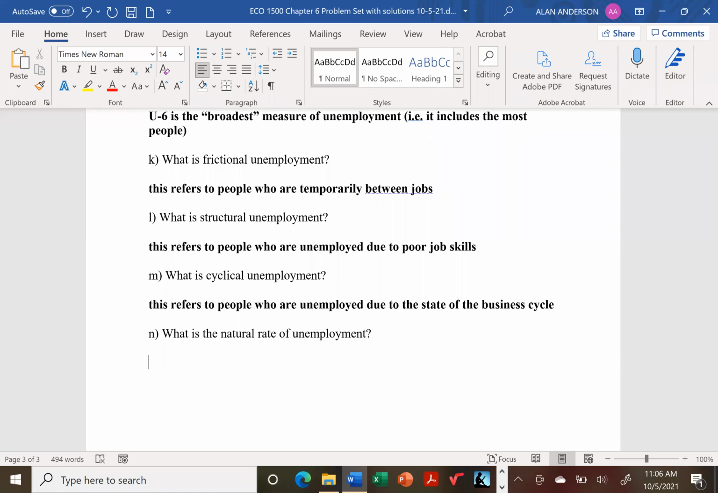And then finally, the natural rate of unemployment. This is the rate of unemployment that would exist if there were no cyclical unemployment.